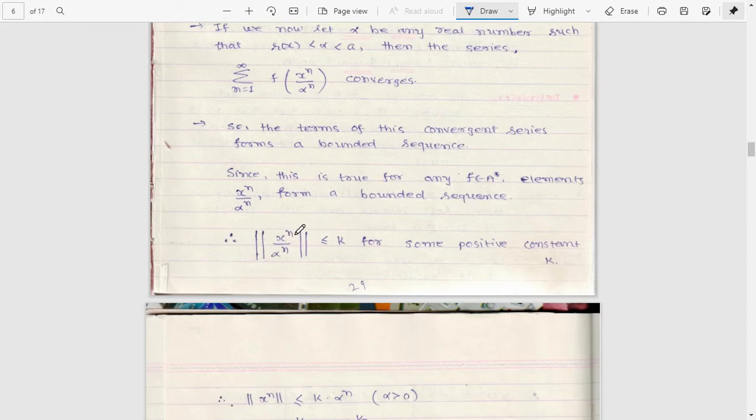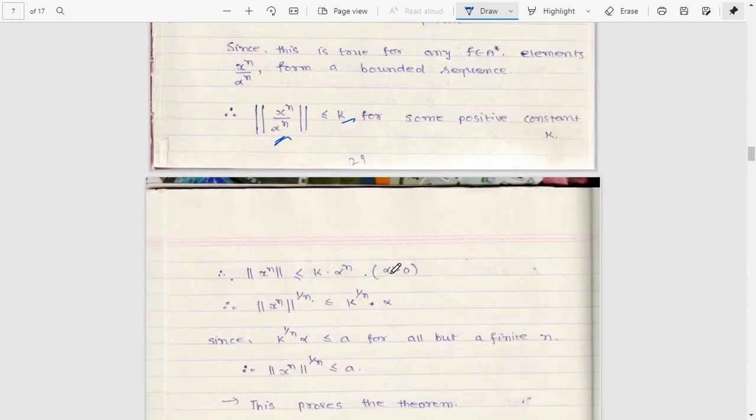So norm of x raised to n upon alpha raised to n is less than or equal to k for some positive integer k. So norm of x raised to n is less than or equal to k into alpha raised to n, and alpha is greater than or equal to 0. Now take the nth root. So norm of x raised to n, raised to 1 by n, is less than or equal to k raised to 1 by n into alpha.